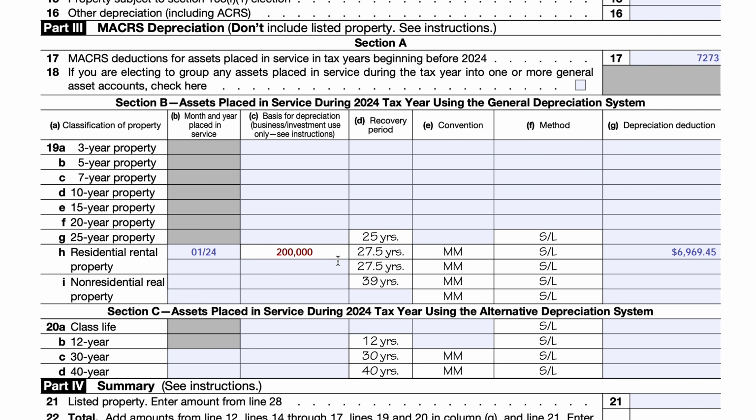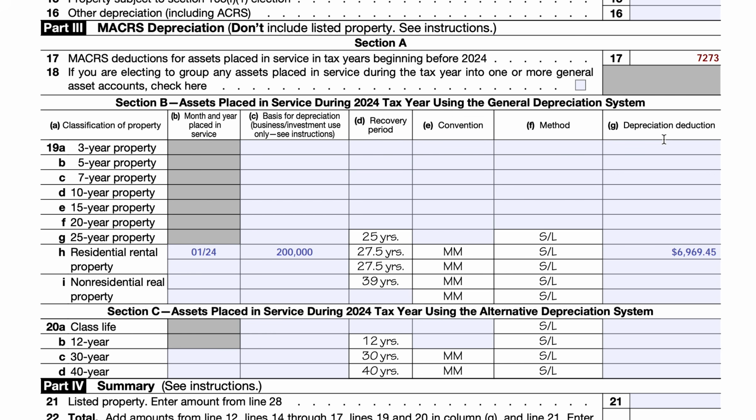There are two lines here, because you could have two different properties placed into service in that current year. So use the 27.5 year calculation. If this was a property placed in service beforehand, this would be $7,273. And that would apply to pretty much every year that this property is in service, except for the first year and the last year.